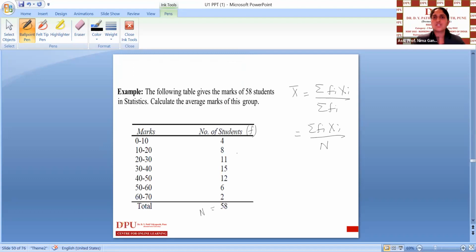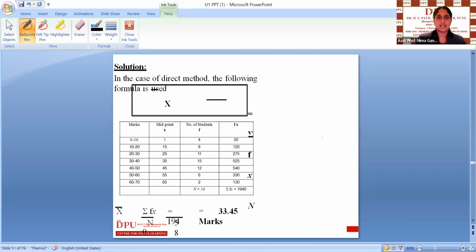So if you have such type of data, where you have the classes in the first column and the respective frequencies in the second column, the formula we are using is this: summation of fi xi divided by summation of fi, or you can denote the summation of fi by the capital N. I have done the calculations here.